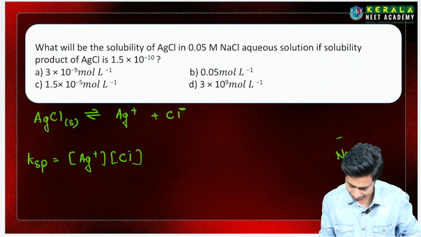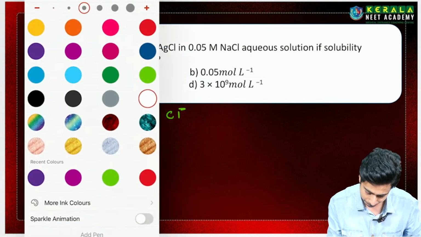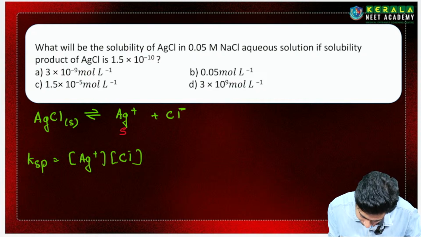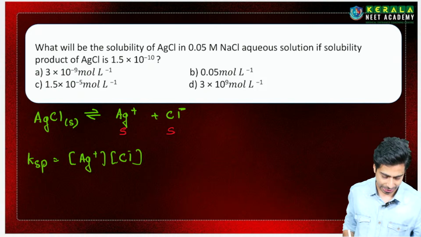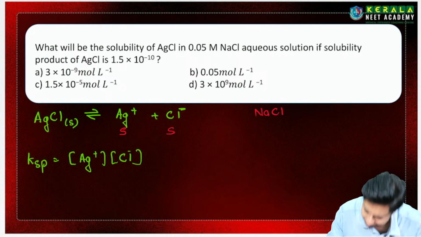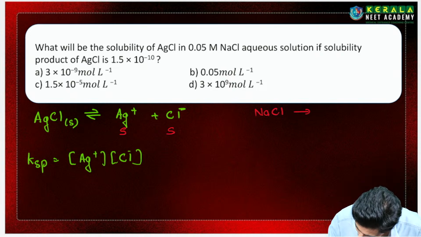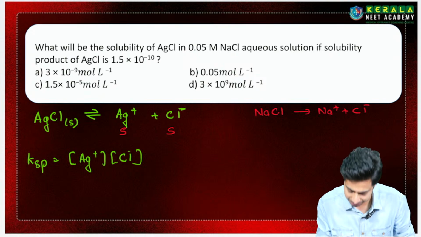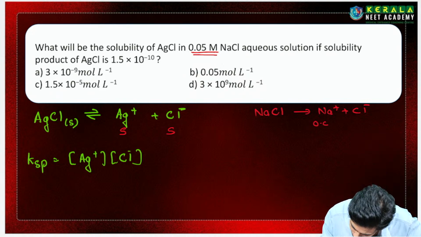Now the concentration of Ag plus, you can give it as S. Then the Cl minus concentration is also S. If it were 2Cl minus, you would have to take it as 2S. Now listen, we also have NaCl. How does NaCl dissociate? NaCl gives Na plus and Cl minus. The NaCl concentration is 0.05 molar, so Na plus will be 0.05 and Cl minus will be 0.05.